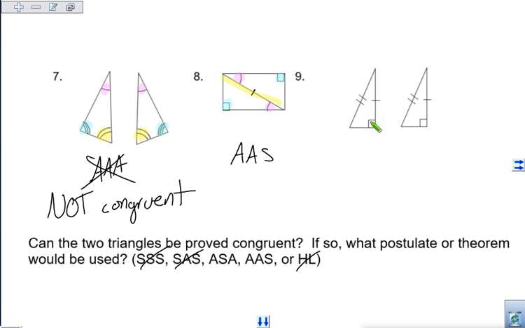Our next one, we have a right angle. We have the side across from our right angle, and we have another side. So on this one, we can get rid of anything that doesn't have just one angle, which are those three. We have a right angle this time though. Do we have the hypotenuse? Yes, it is marked. Do we have another side? Yes, it is also marked. So we do have hypotenuse leg this time.